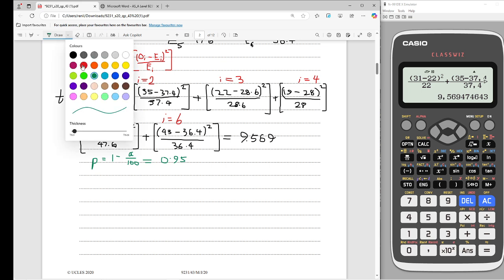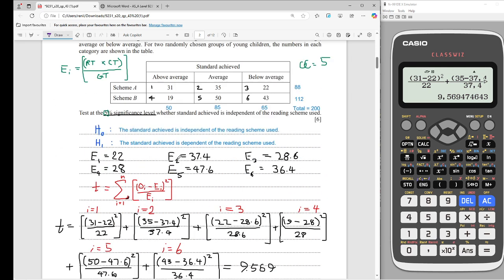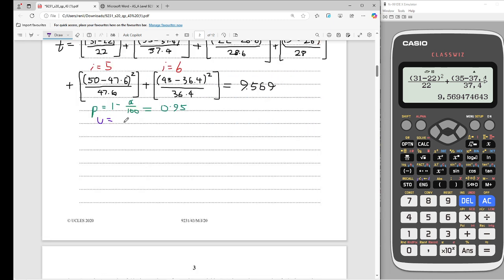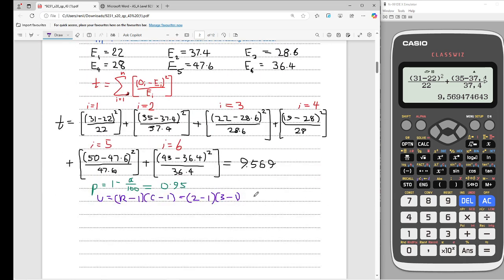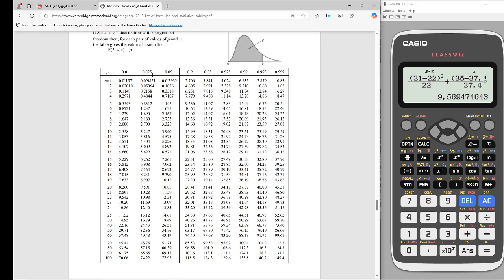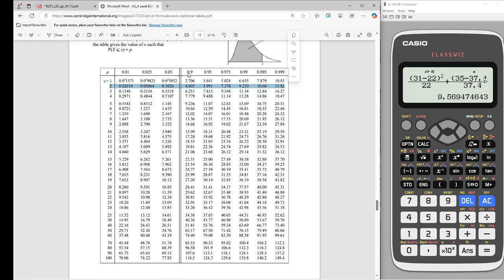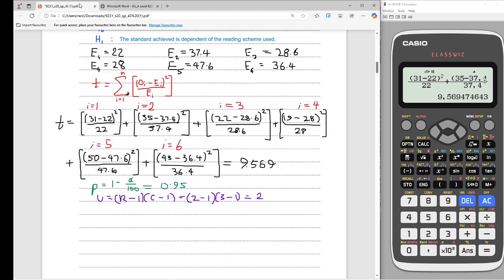Now to find our degree of freedom, this is the rather simpler part. So degree of freedom in a chi-square distribution test where you have rows and columns is going to be the number of rows minus 1 multiplied by the number of columns minus 1. In this case you have 2 rows and you have 3 columns. Just to testify again, yeah, 2 rows, 3 columns. Using this you can see that it's going to be 1 times 2, which is equal to 2. Now we have a degree of freedom and p. So at degree of freedom 2 and 0.95, you can see our critical value is 5.991.